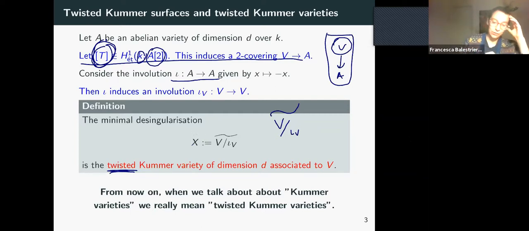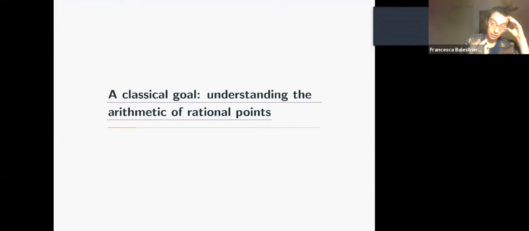Okay, so let's move on. These two were the main objects of study that we will be interested in this talk. And of course, we will also consider their products at some point, but these are the base objects. Now that we have the objects, what should we do with them?